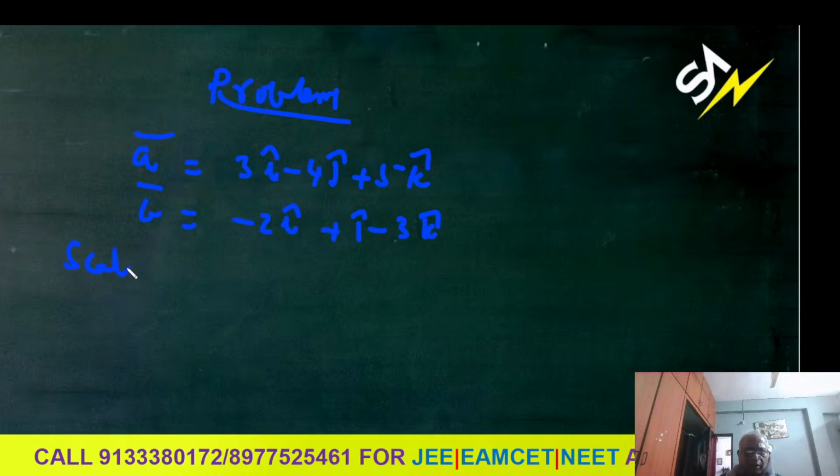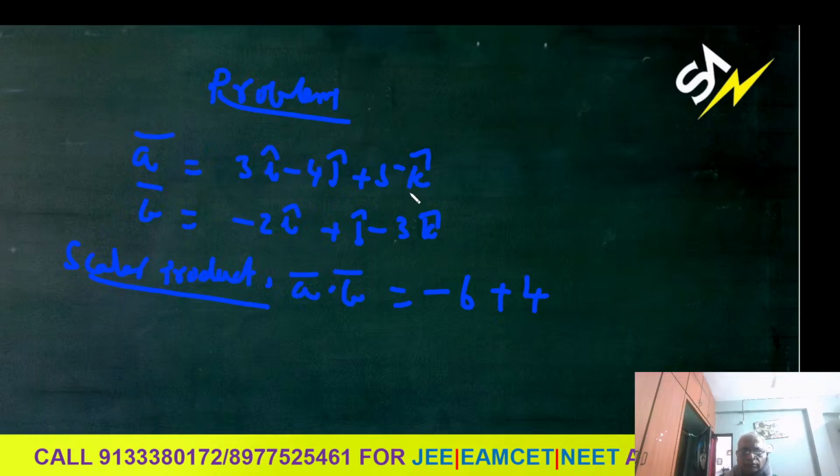First, the scalar product. What is the scalar product? It is A bar dot B bar. How will you do it? 3i cap and minus 2i cap: i dot i is 1, so you only multiply the numbers, i to i, j to j, k to k. 3 into minus 2 is minus 6, plus 4 into 1 (the j coefficient is 1), so that is minus 4. 5 into minus 3 is minus 15.